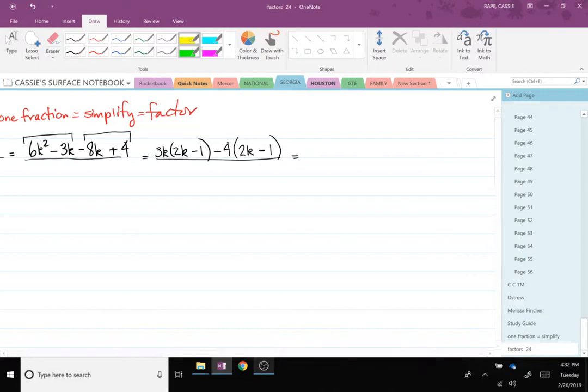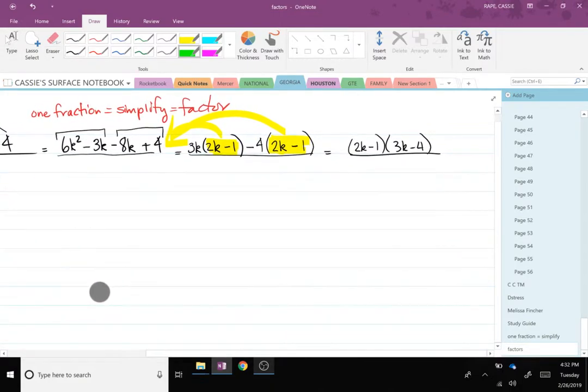Notice that I have a common factor now. It's that whole thing, which you can pull out and sit in front. And so what you have here is 2k minus 1. If you took that factor from both of those, you would end up with a 3k minus 4. And now my numerator is factored. Okay, so I'm going to leave that there for now because I'm done as far as I can go there.